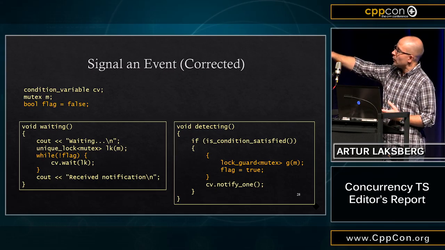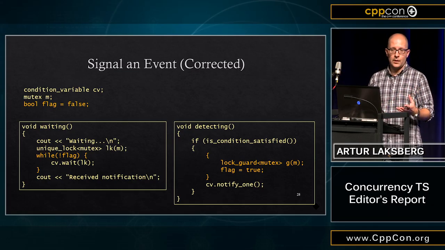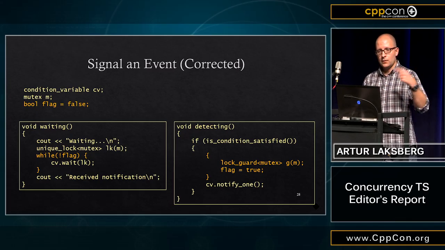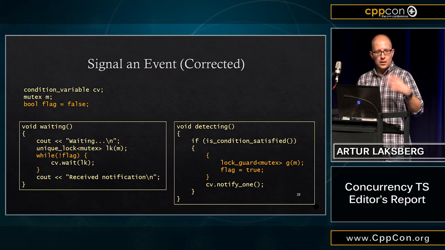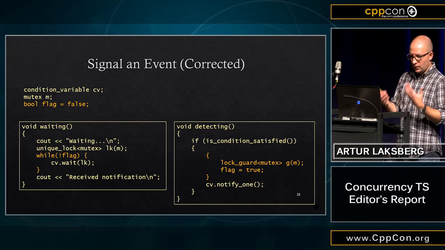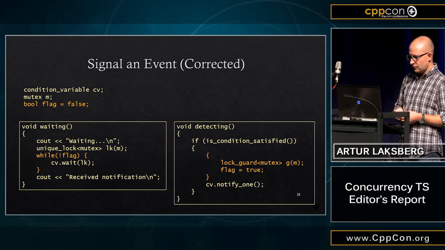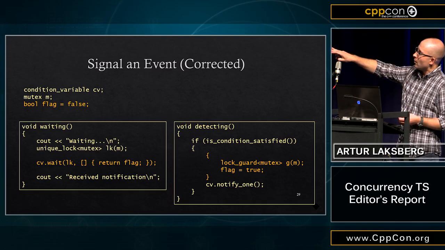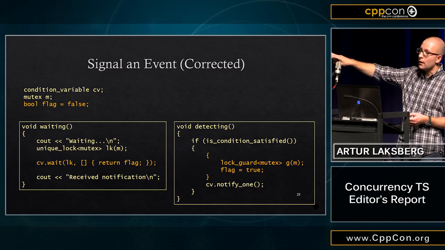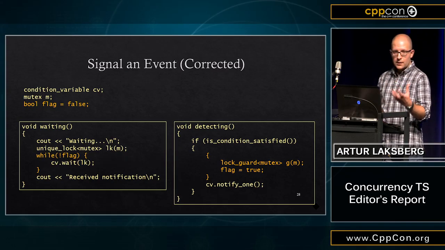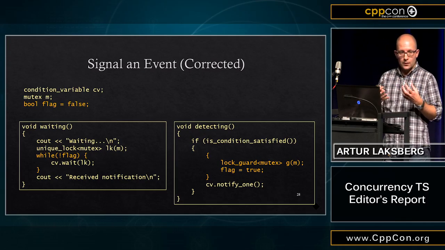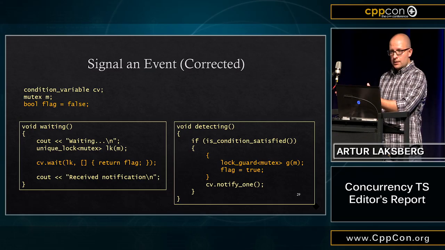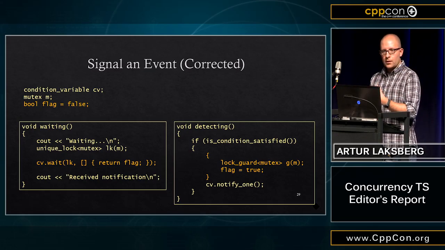Now, this while loop there will take care of spurious wakeups. If the condition variable wakes up for another reason, we iterate again until the condition is true, and eventually we'll exit that loop when the condition has been satisfied. An alternative syntax would be to put the predicate in the wait function directly, right? I personally like this syntax more because it makes it more explicit that we check the predicate first before we enter the wait.